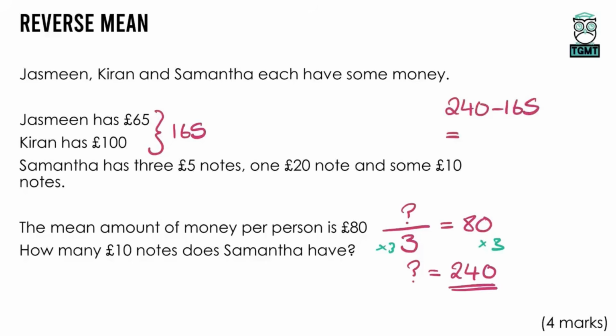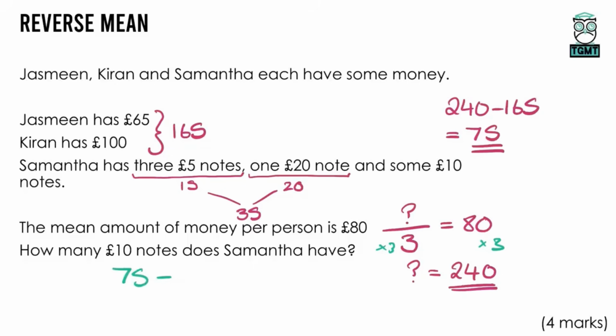Now, I'm going to do this on the calculator, but do notice how I am still writing out the subtraction calculation here to make sure I get my method marks in a question. So Samantha has £75. Now, if we have a look at how much she has at the moment, she has 3 £5 notes, that's £15, 1 £20 note, so £20, and some £10 notes. Well, together, these add up to £35. So in terms of Samantha's money, when we know that she has to have £75, well, £75 take away £35 leaves Samantha with £40.